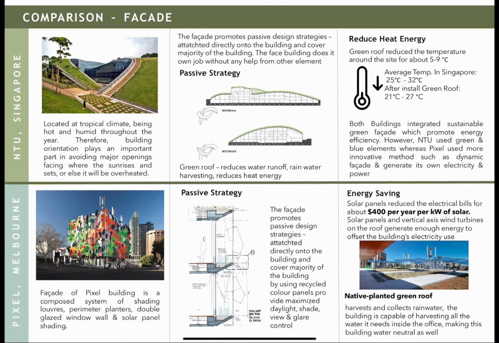And the next one is facade. They actually implemented two very different passive strategies. The facade for NTU promotes a passive design strategy which is attached directly onto the building and covers the majority of the building, and the facade does its own job without any help from other elements. For Pixel, the passive strategy is also attached directly onto the building and covers the majority of the building, using recycled color panels, providing maximized daylight, shade, view, and glare control.